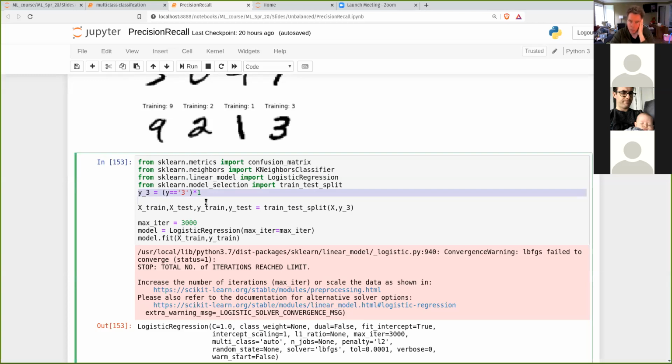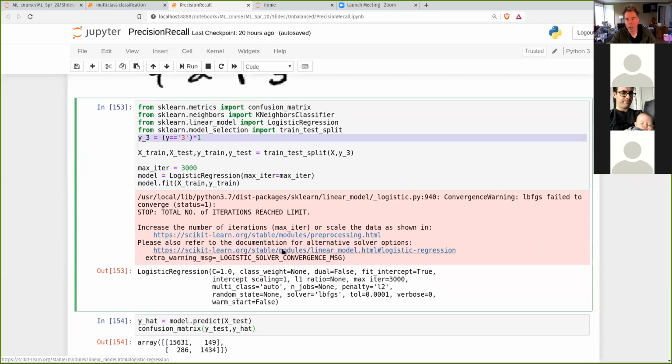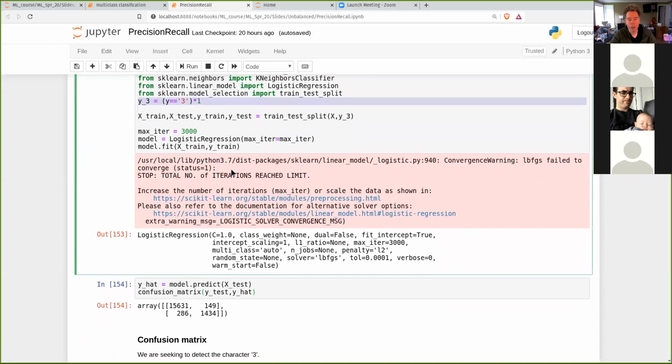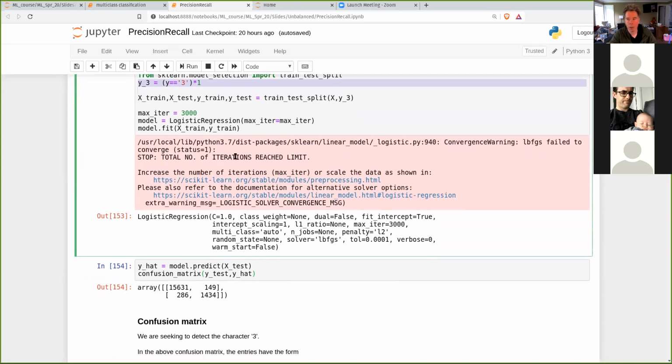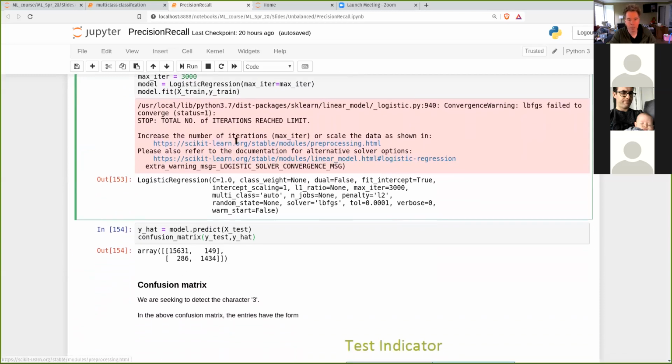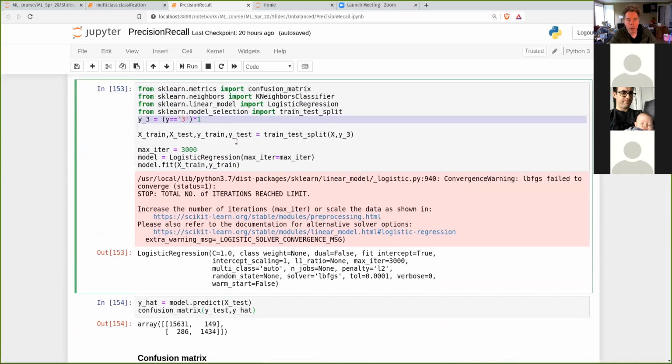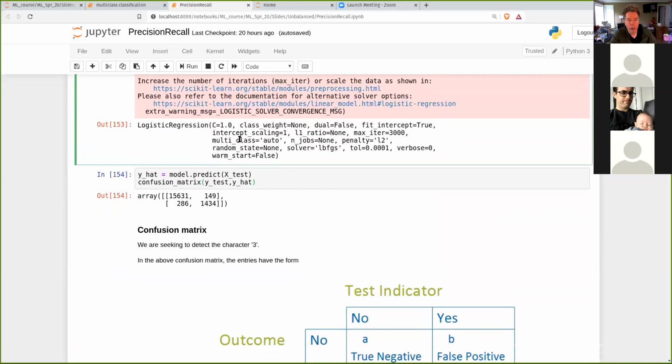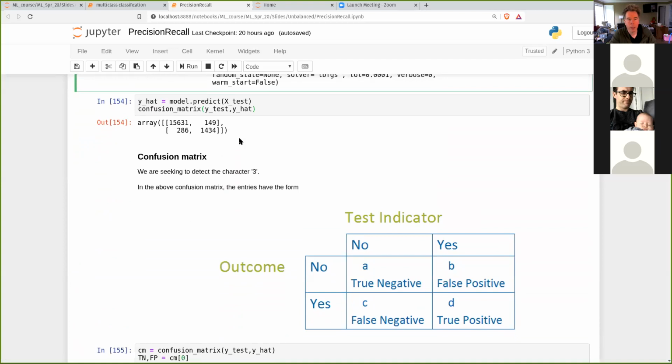It doesn't care. I use a logistic regression model, and I did something dumb. I didn't scale the data, and that's why it's not converging here and it's yelling at me. The performance could be better if I scale the data, but I was just too lazy, and it doesn't really matter for our purposes here anyway. So I train my 3 detector, and then I look at the confusion matrix.